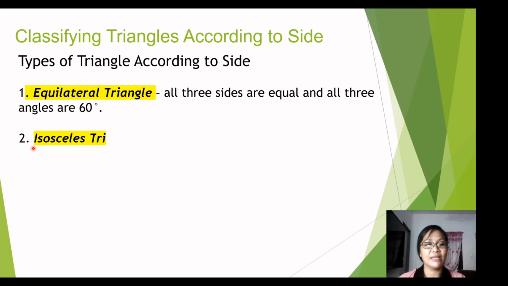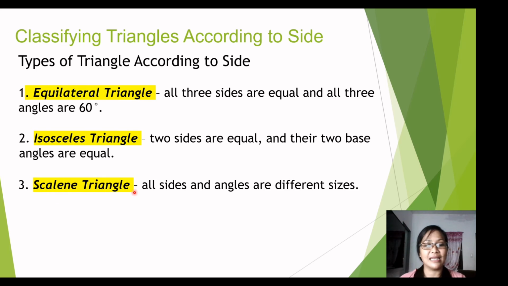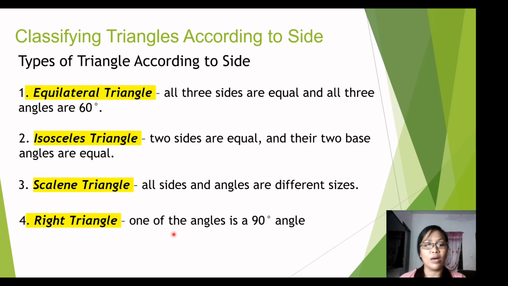Next, number 2, isosceles triangle. Two sides are equal and their two base angles are equal. Number 3, scalene triangle. All sides and angles are different sizes. And last but not the least, number 4, right triangle. One of the angles is a 90 degrees angle.